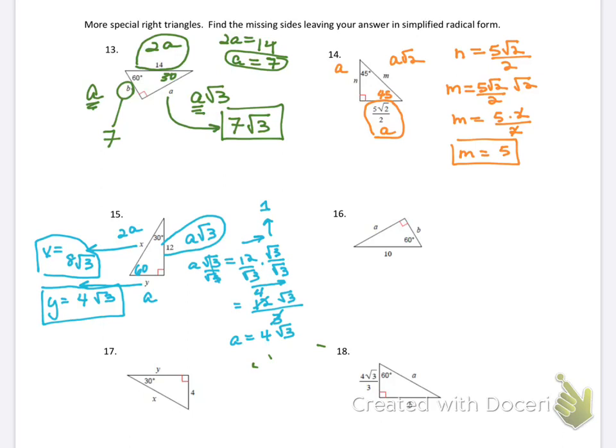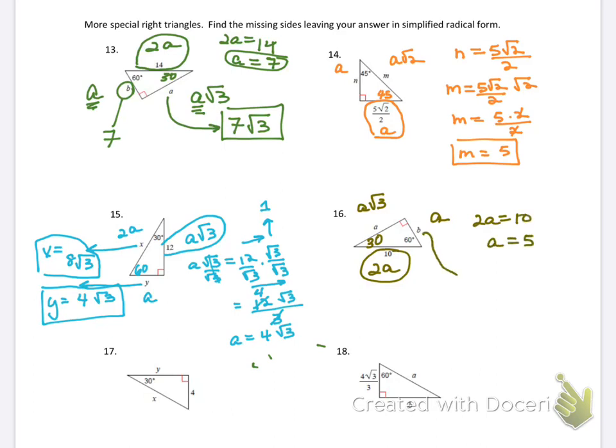Okay, so number 16, also 30, 60, 90. So label it. Label your relationships. Again, I have a little confusion with the A's and the B's, but we're just going to go with it. So I have an A. My A is opposite the 30. Opposite the 60 is my A root 3. And opposite the 90 is 2A. Here's your relationship. If 2A equals 10, then A must equal 5.